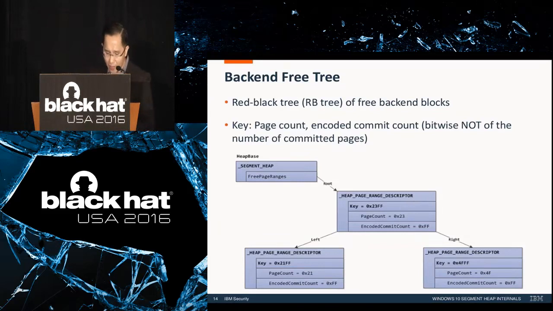The key is set up this way so that when searching for free backend blocks, a best fit search is done, and the most committed blocks are given preference. So in other words, if two blocks with equal size will fit the allocation request, the most committed block will be selected.